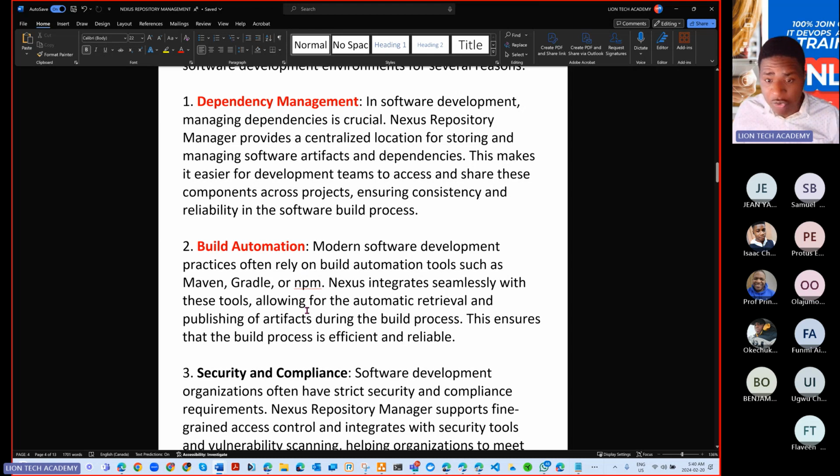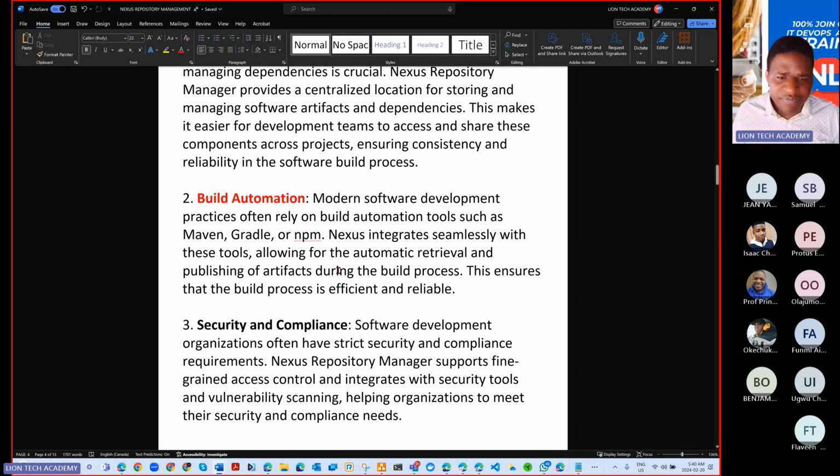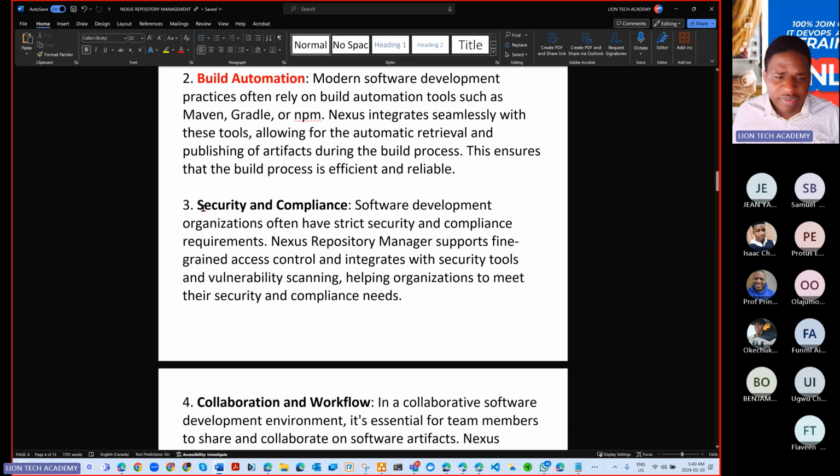So when we set up our build automation systems, Nexus integrates with Maven to deploy the artifact into Nexus. So that one is clear. Security and compliance. This is so important. Software development organizations often have strict security and compliance requirements. Nexus Repository Manager supports fine-grained access control and integrates seamlessly with security tools and vulnerability scanning, helping companies to meet their security and compliance needs.